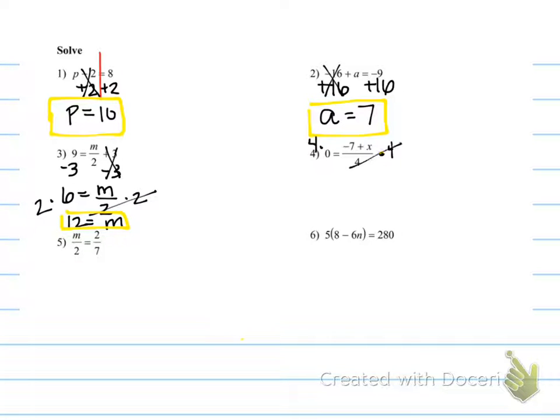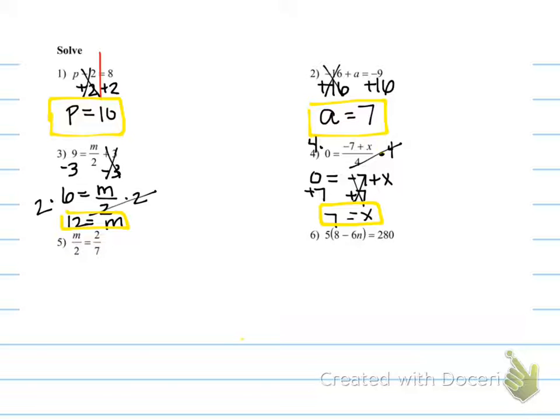So the 4's cancel out over here, leaving me with -7 plus x. But on the other side, we've got 4 times 0, which still gets us 0. Then our last step to solve for x is to move over that -7. The inverse operation is to add 7, so +7 on both sides. So I got x equals 7. Alright, doing fine. Let's keep going.